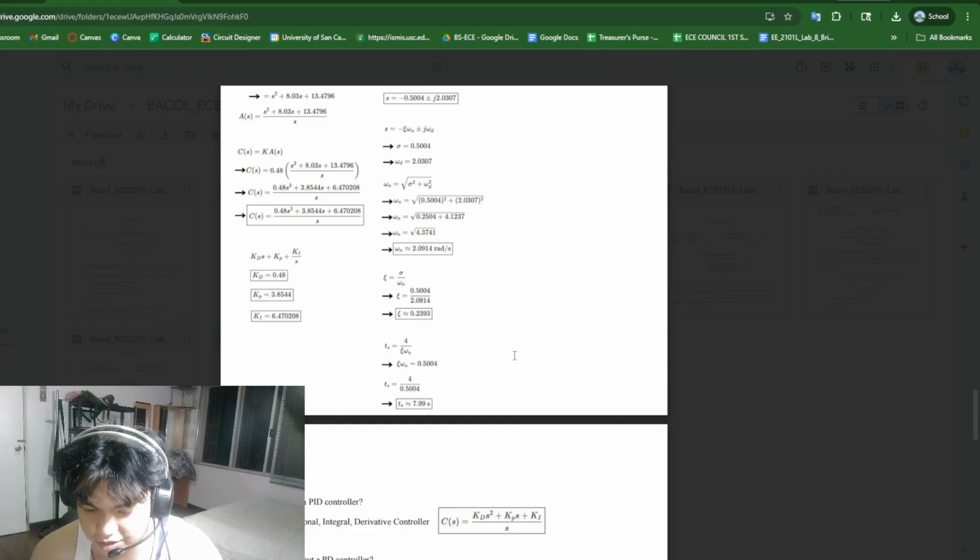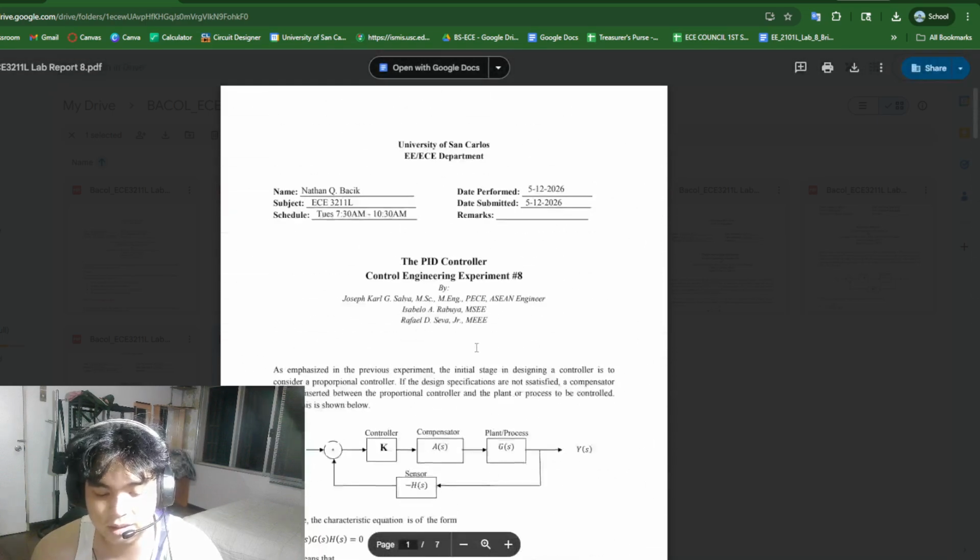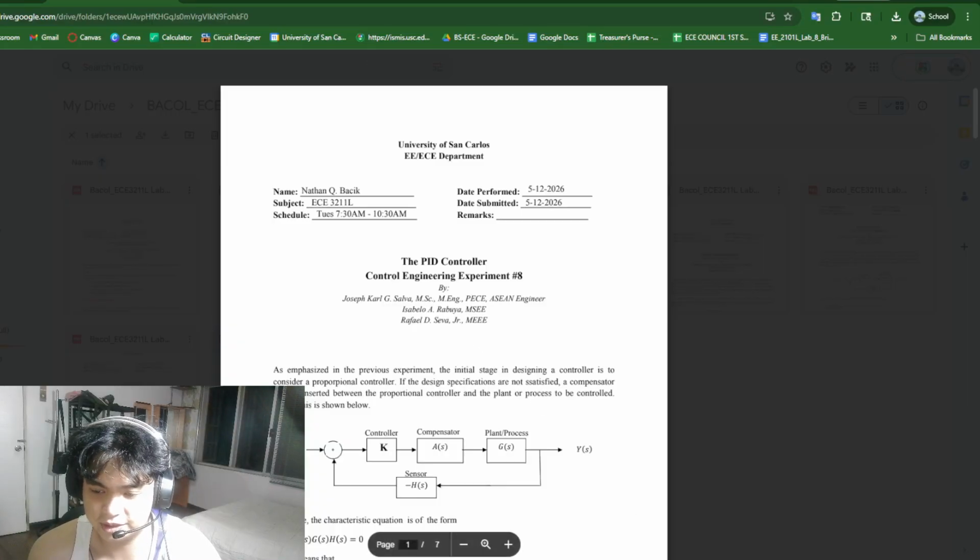when designing controllers. And overall, this experiment helped me understand that controller design is not only about a stable system, but also about improving the system's response based on the required specifications.